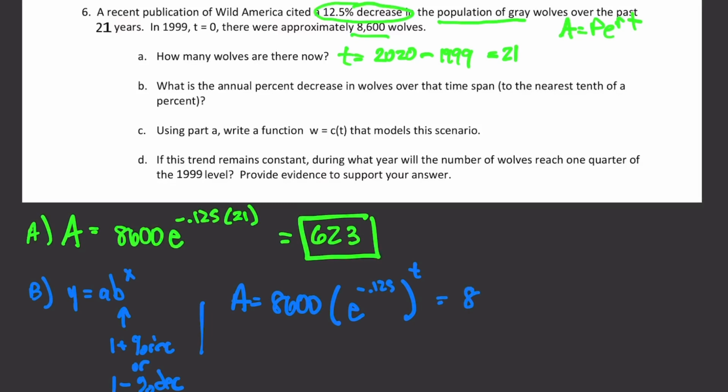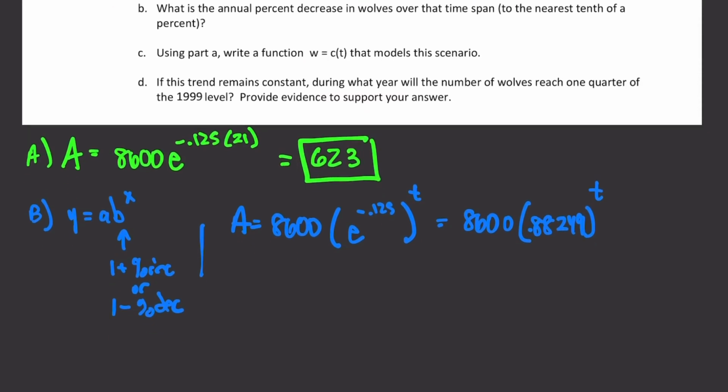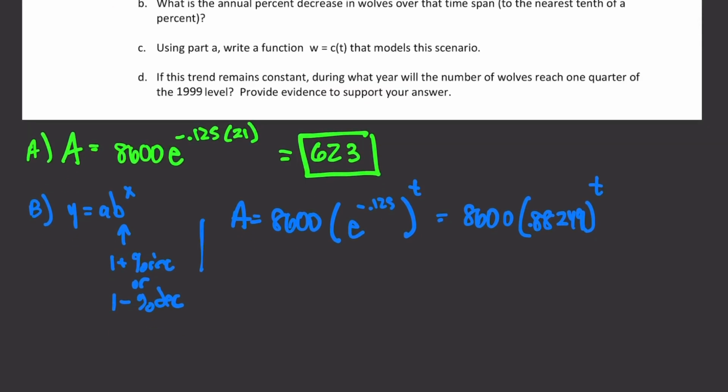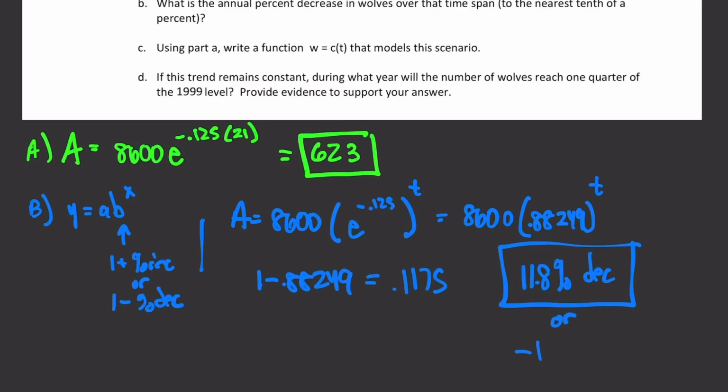Okay, so now I'm going to evaluate e to the negative 0.125, and I got 0.88249. Okay, so now how do I get a percent decrease from that? There's a couple ways you can do it. You can take 1 minus 0.88249, okay, and that gives you 0.1175. So you can say it's a 11.8% decrease, or if you don't like using decrease, you could just say negative 11.8%. But I prefer that one.